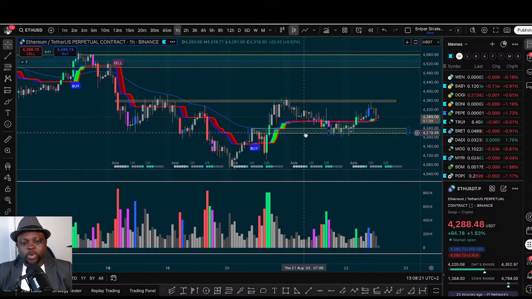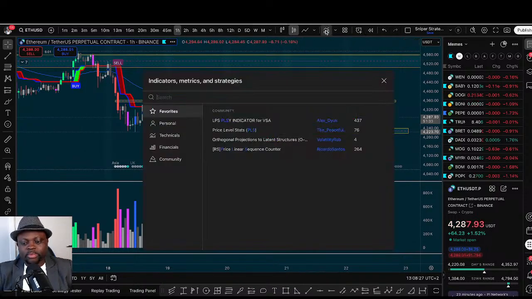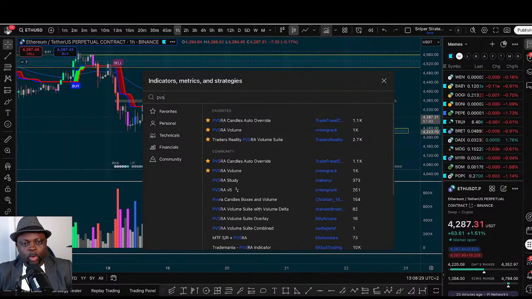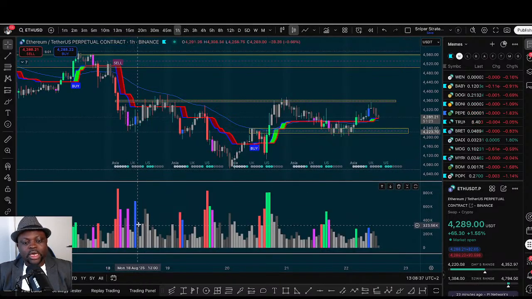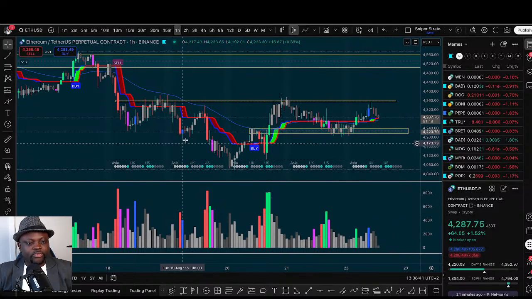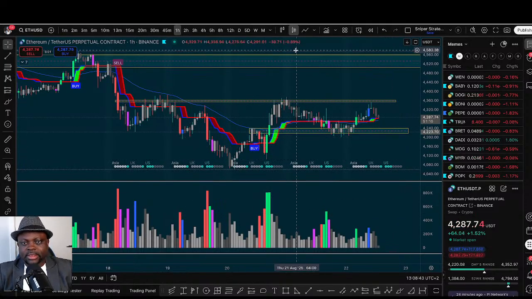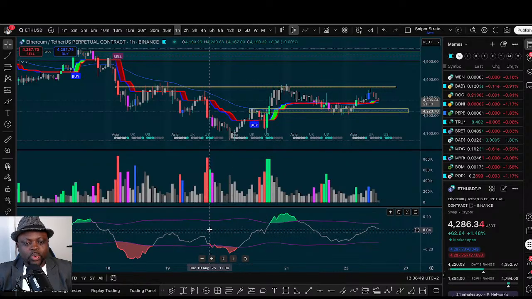Or if you don't want to bother yourself so much about this, you can select the other one, the PVSRA auto. This PVSRA candle auto override is going to override it automatically for you. But I love this one more. Then you're gonna get the volume bar. Let me get the volume bar here. I have the volume. Then Trendilo is the next one you're gonna get.